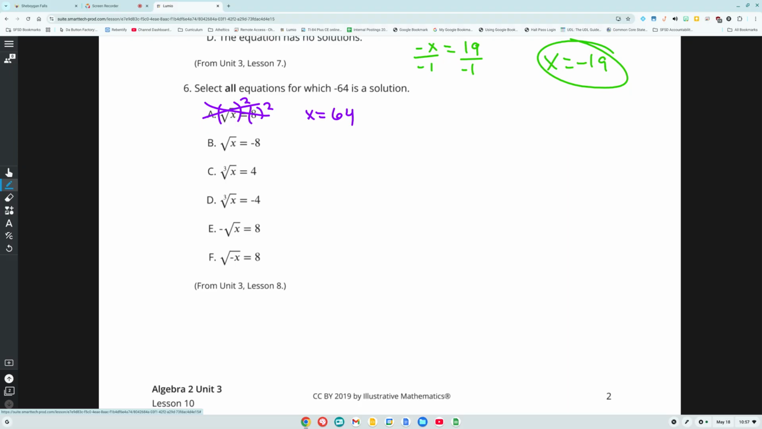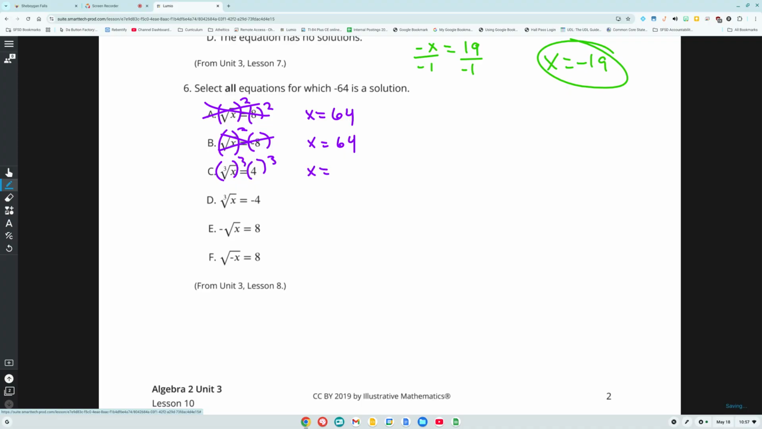Same thing over here. If I were to square both sides, I would end up getting x is equal to 64. However, I have to be really, really careful with this because if I were to plug in negative 64, I'd be able to tell I get imaginary right away. So, wrong.